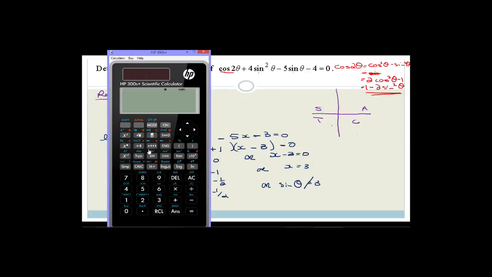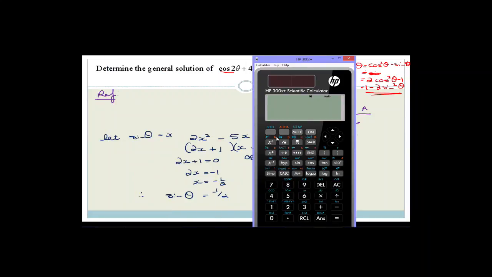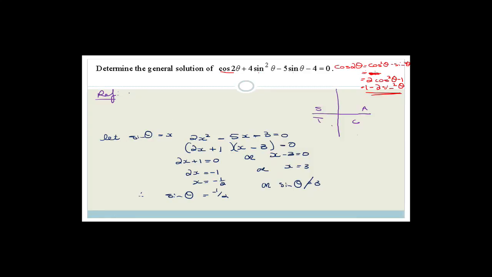Okay, right, so there's on. So what are we doing? We're doing shift sine of a half. So again, shift sine of 0.5, close bracket, equals 30. Okay, so we know the reference angle is 30 degrees, okay?